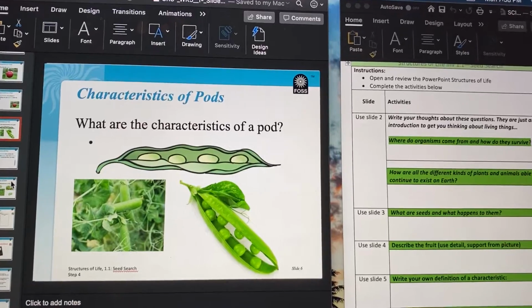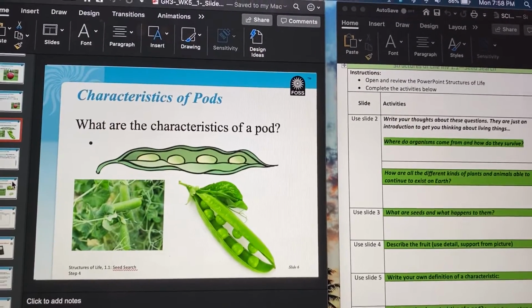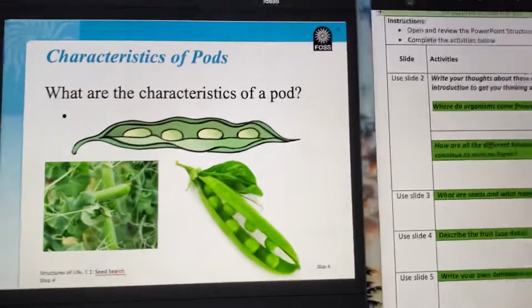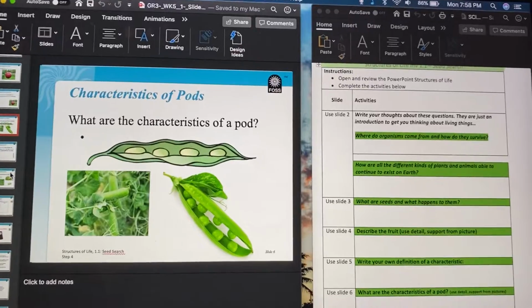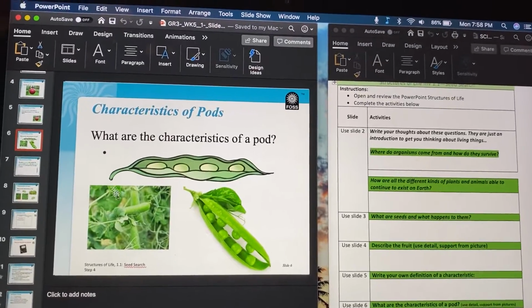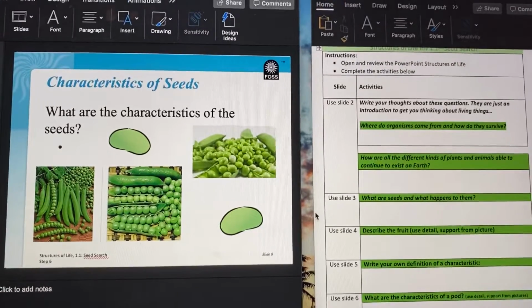What do the seeds look like? You know? So is it big? Is it small? Is it skinny? Is it long? Is it thick? Does it look smooth? Does it look rough? There's a lot of words that you guys can describe this pod and the seeds. So there's a lot that you can do.